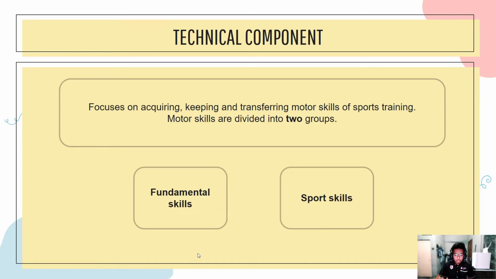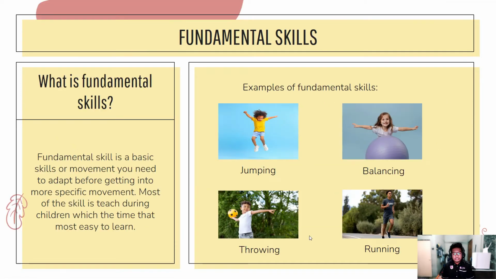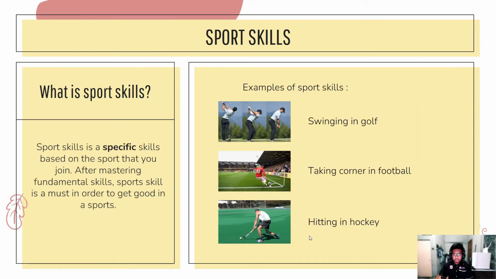Let's go through the fundamental skills. What are fundamental skills? Fundamental skills are basic skills or movements that you need to adapt or master before getting into more specific movement. Most of the skills are taught during your childhood, which is the time that you are most likely to adapt skills very easily, which means it is easy to learn the skills. Here are some examples of the fundamental skills, which are the basic ones, like jumping, balancing, throwing and running. Next, we will go to the sport skills.